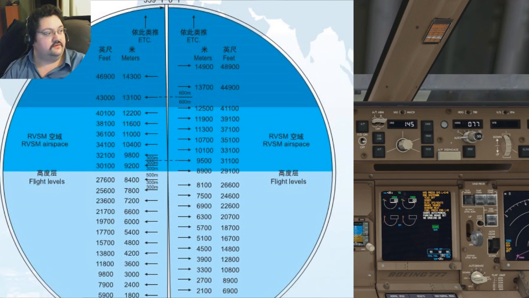Refile the flight plan again, because they don't know what metric altitudes are in China for some reason. So we'll be flying at flight level 361, because you have to file metric altitudes in China for some reason. Not that they know what they are, apparently.